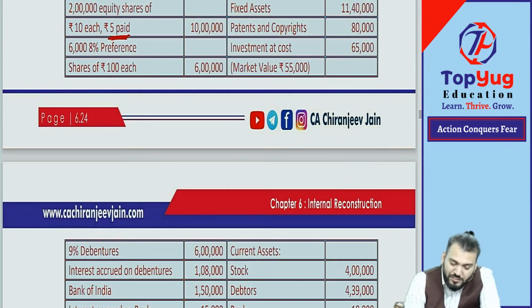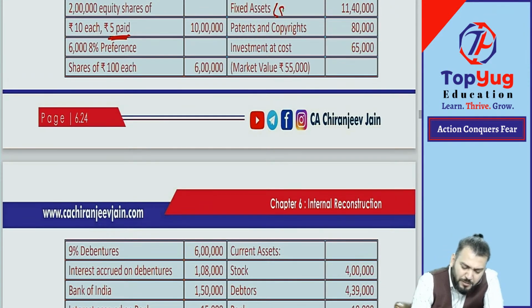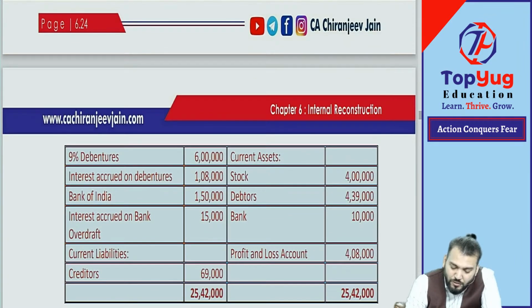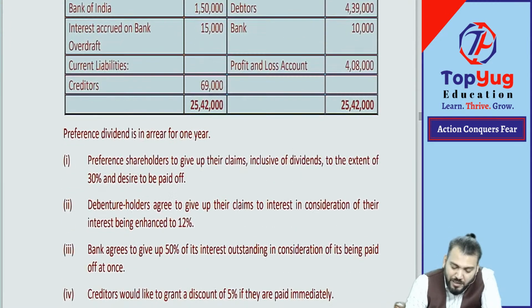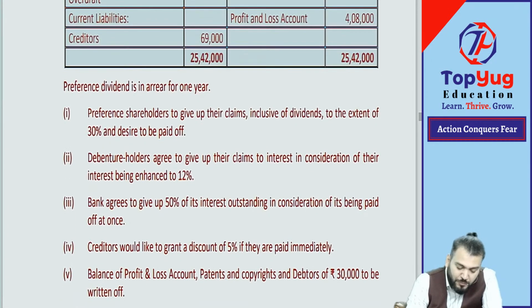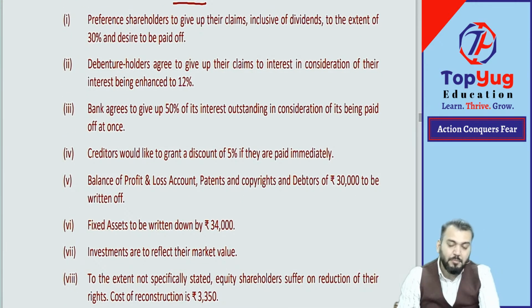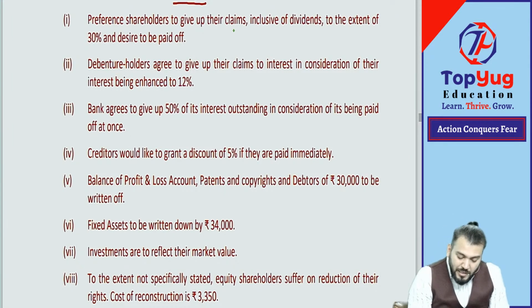Then they have given fixed assets. Fixed asset is now known as property, plant and equipment. Better you write down property, plant and equipment. Patent and copyright, investment at cost, market value is 55, current assets, stock, debtors, bank, profit and loss account debit balance. Okay. Then first point, preference dividend is in arrears for 1 year. Point number 1: preference shareholders give up their claim, inclusive of dividend, to the extent of 30% and desire to be paid off.